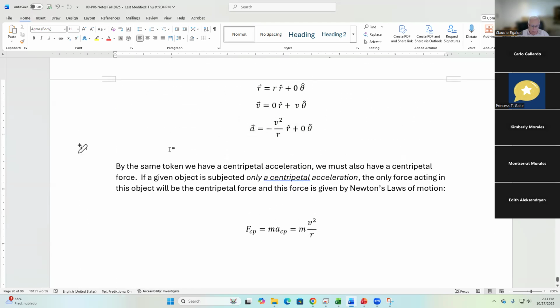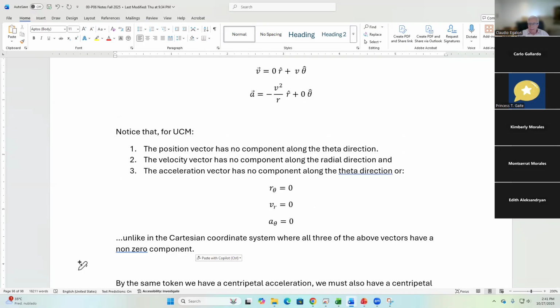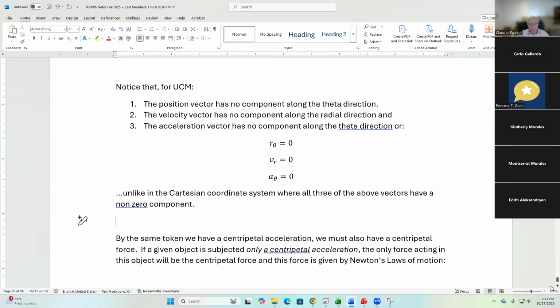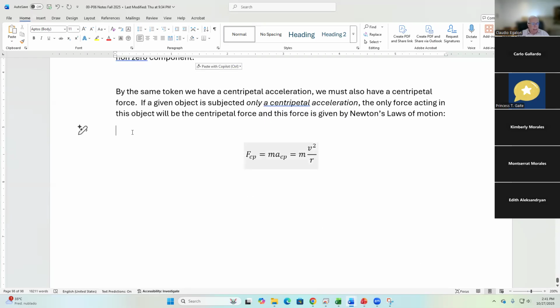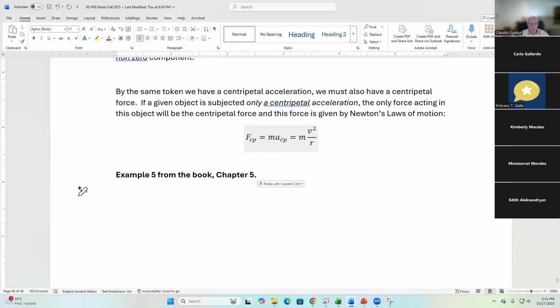Here you go. Like that. And now we can apply Newton's law to objects undergoing uniform circular motion. Okay? And let's do example 5 from the book.